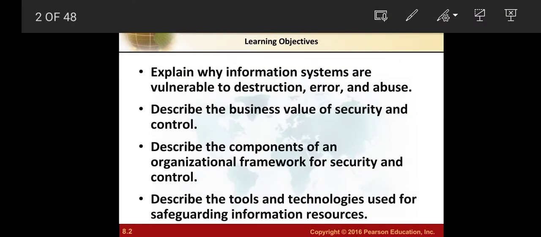Our learning objectives today: we're going to explain why information systems are vulnerable to destruction, error and abuse. We're going to describe the business value of security and control. We're going to describe the components of an organizational framework for security and control, and then we're going to describe the tools and technologies used for safeguarding information resources.